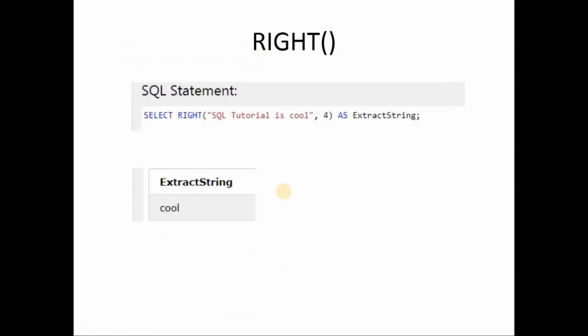Okay, after that the RIGHT function is there. It is similar to LEFT. So here SELECT RIGHT SQL Tutorial, 4, it will display 4 characters from the right side. So the 4 characters, RIAL, are there, so they are coming here as ExtractString.